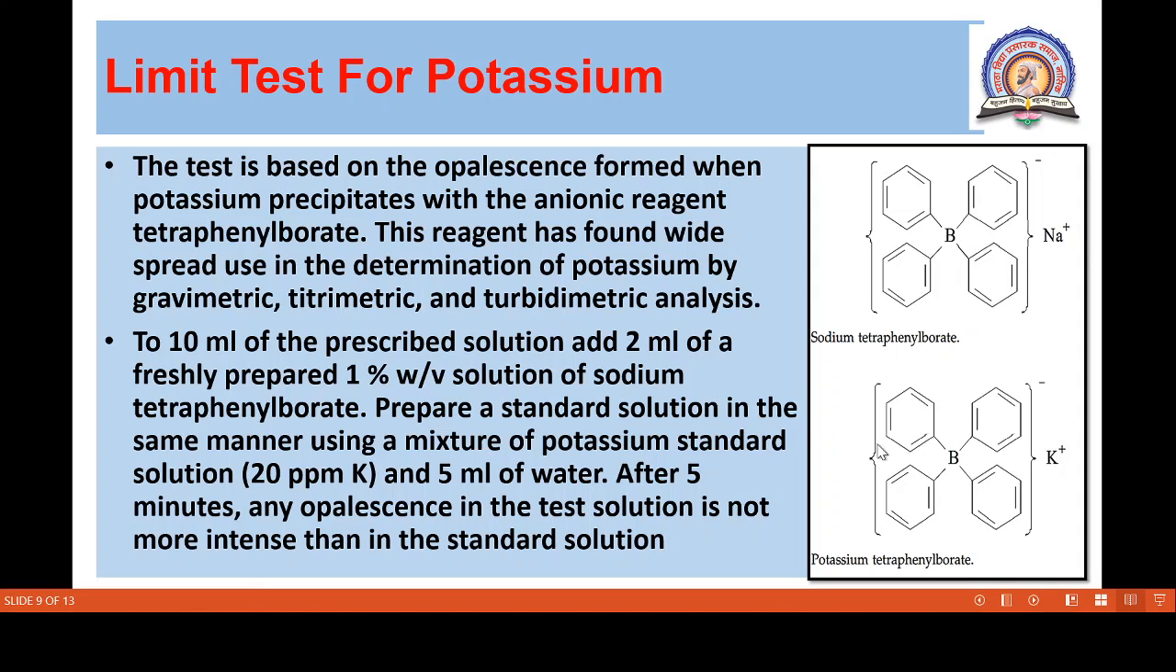Okay, this is the sodium tetraphenyl borate. Here the potassium tetraphenyl borate complexes are formed and they show turbidity in the solution. If it is more intense, then the test fails. If it is less intense, then the test passes. Okay, so in this way the limit test of potassium is performed.